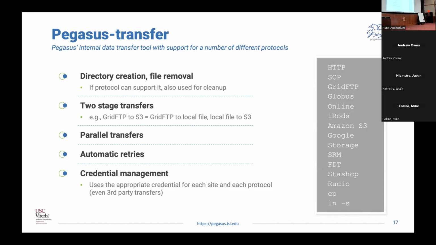So Pegasus Transfer will automatically do a two-stage transfer, will pull down your data set from grid FTP to local file and then push it to a S3 bucket. It does transfers in parallel. It has automatic retries inbuilt. There's credential management, and we support a wide variety of protocols, pretty much everything which OSG supports or what you would need. And it's pretty straightforward to add support for a new transfer protocol in Pegasus.